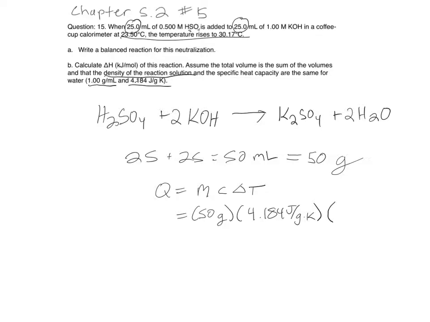Remember, you should do the final temperature minus the initial temperature. So we're going to do 30.17 degrees Celsius minus 23.5 degrees Celsius. Whip out your calculator, and this will get us 1394.03 joules, or 1.39 kilojoules. And we're not quite done yet.